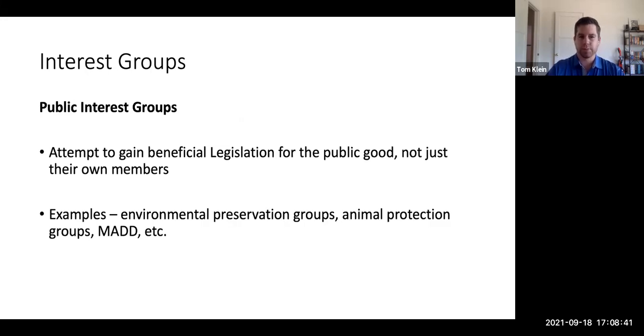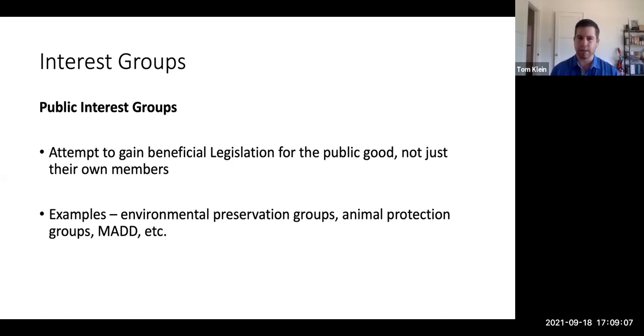Public interest groups are simply those that attempt to gain beneficial legislation for the public good and not just their own members. Okay, so maybe some of the criticism that Madison, others, and even contemporary critics have maybe don't apply to public interest groups because they're not looking out for the good of a small group of people. Rather, they're looking out for the good of the entire public.